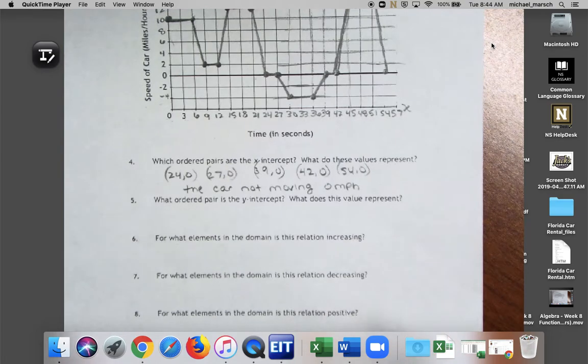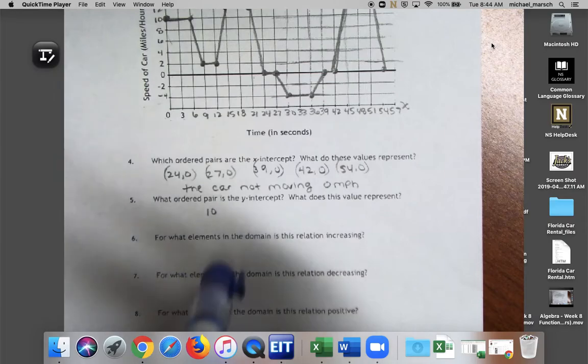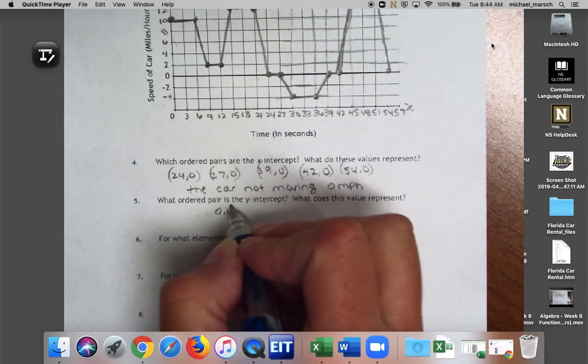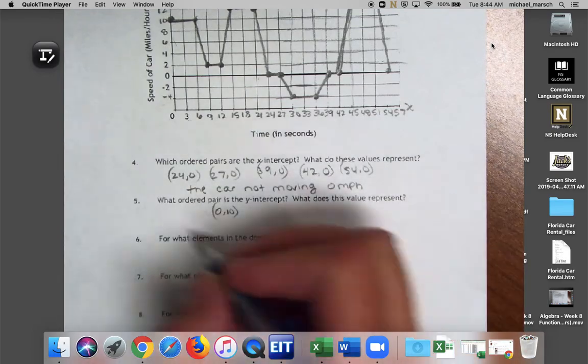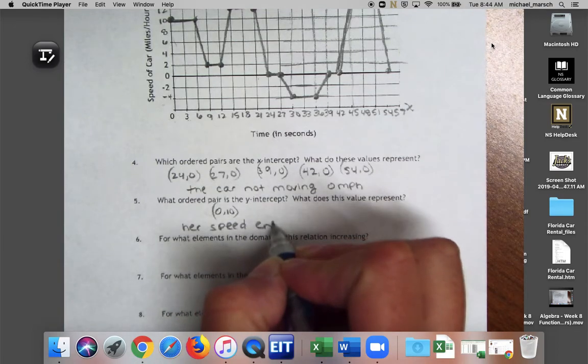What ordered pair is the y-intercept? That's going to be (0, 10). And what does this represent? This is her speed entering the lot.